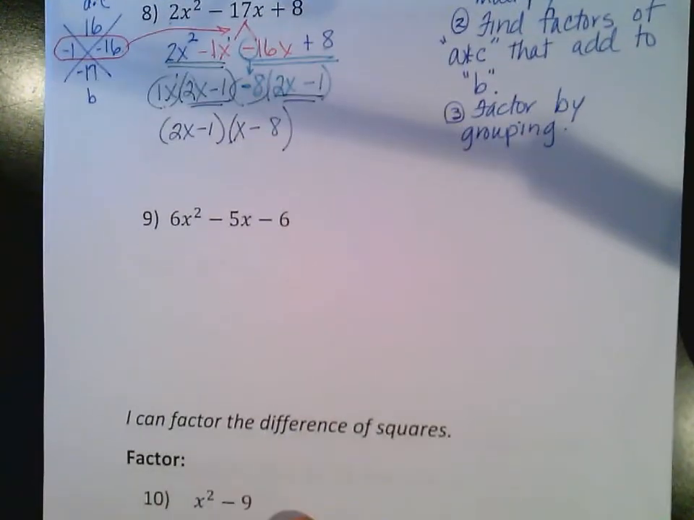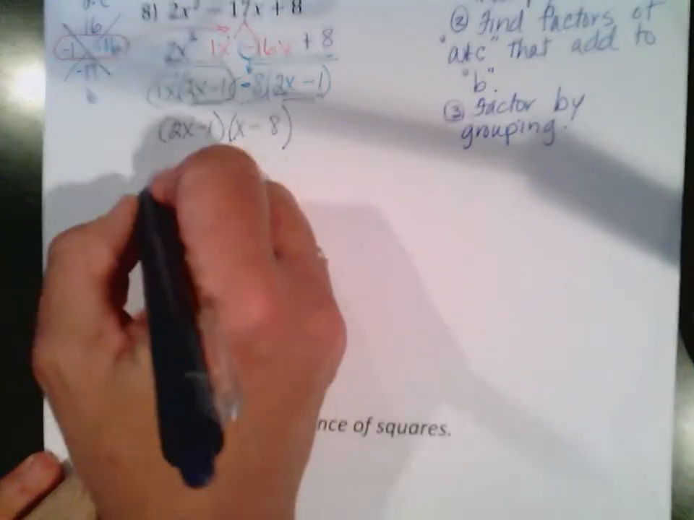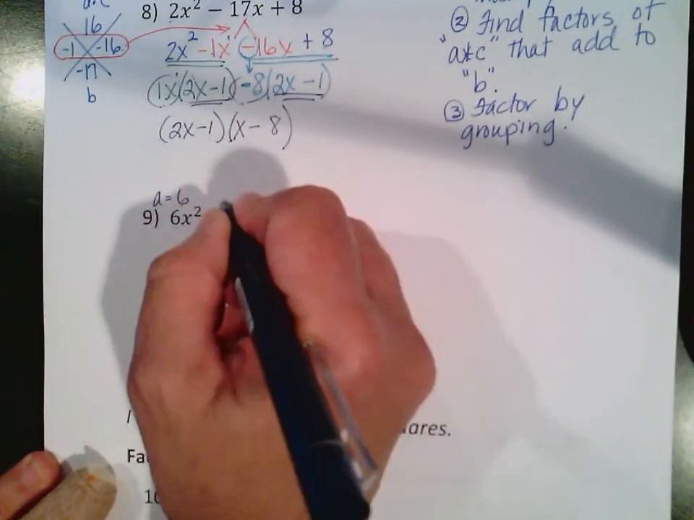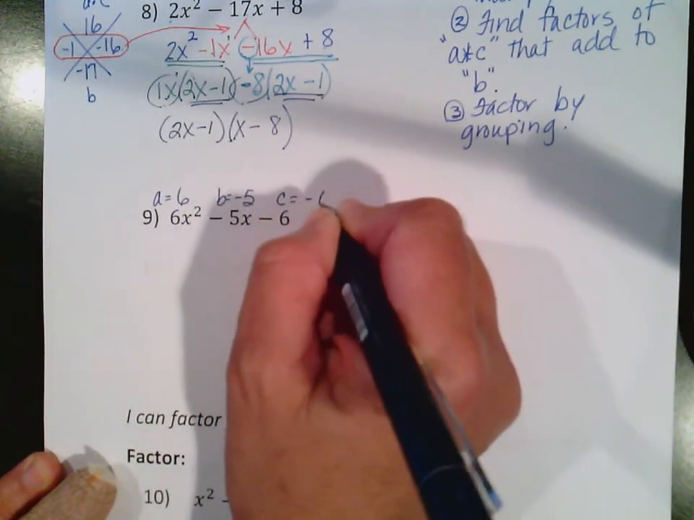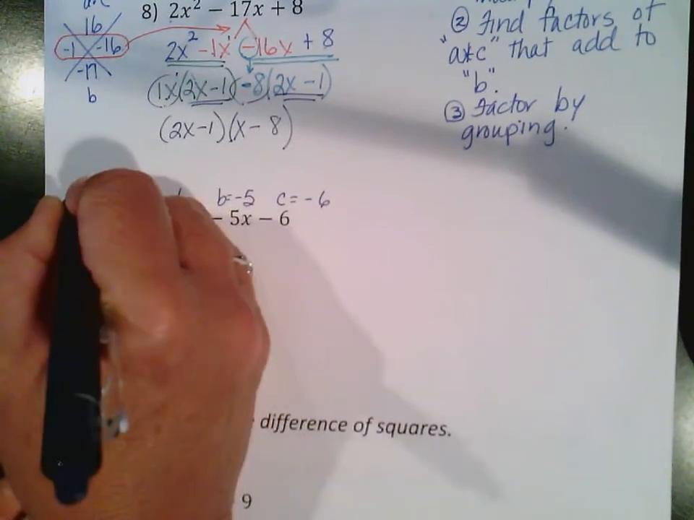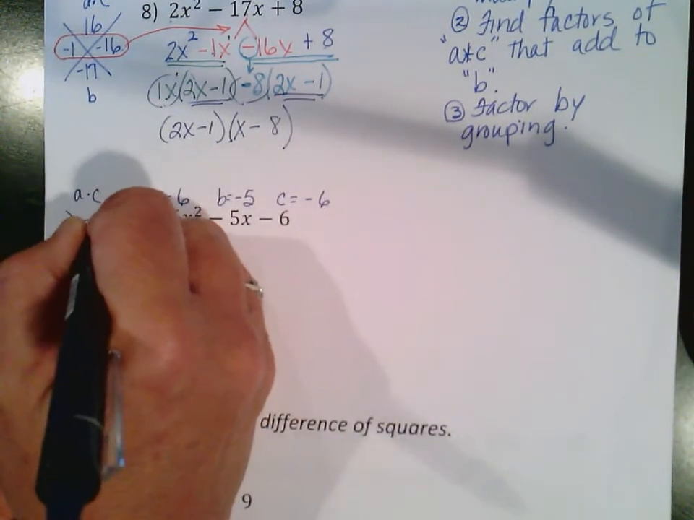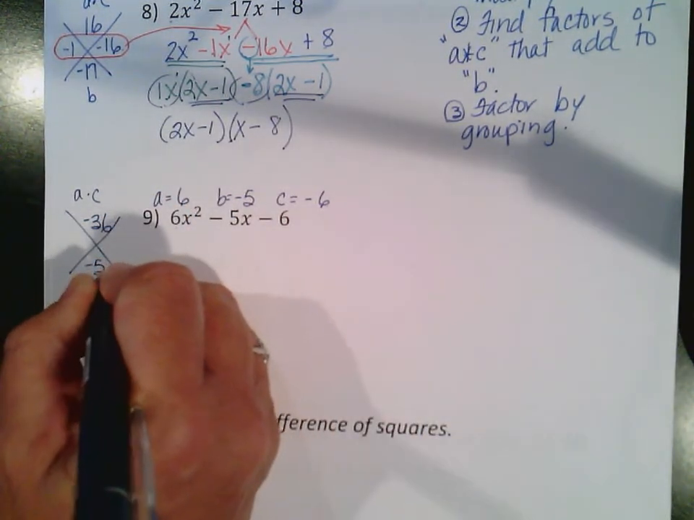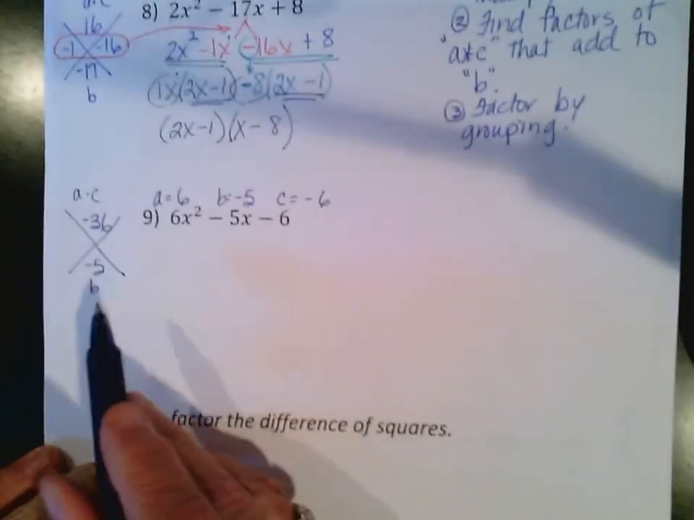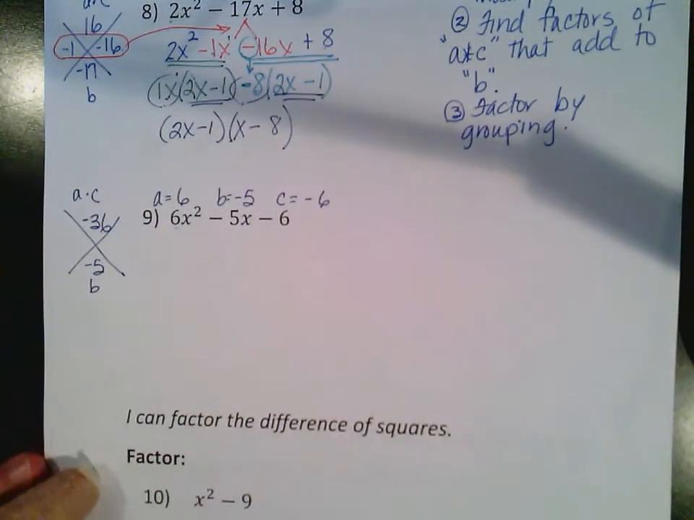Okay, we have another split the middle because my first term is not a 1. So I have a is 6, b is negative 5, and c is negative 6. So if I take my a times my c, a is 6 and c is negative 6, so that's a negative 36. My b term I put here, that's a negative 5. I need 2 numbers that multiply to be negative 36 and add to be negative 5. Since this is a negative 36, I know one of them is negative and one's positive.